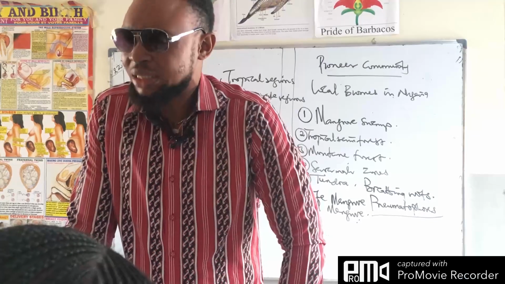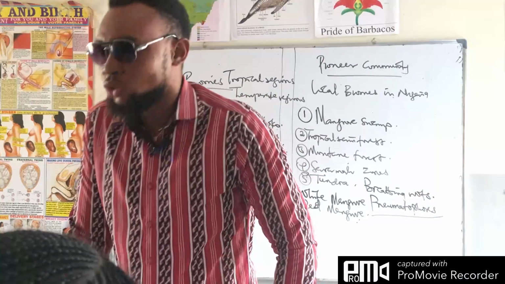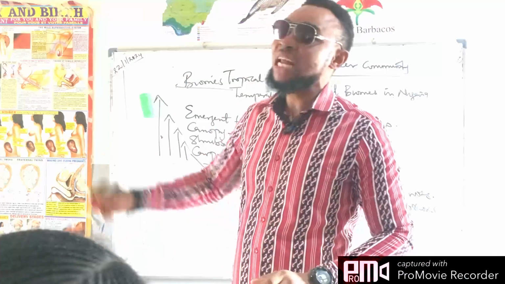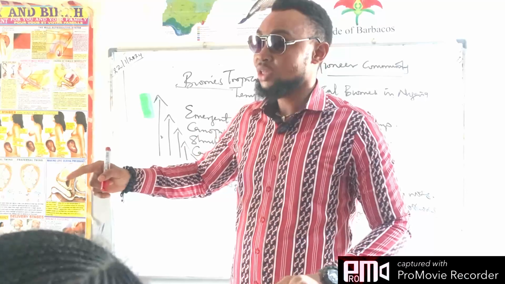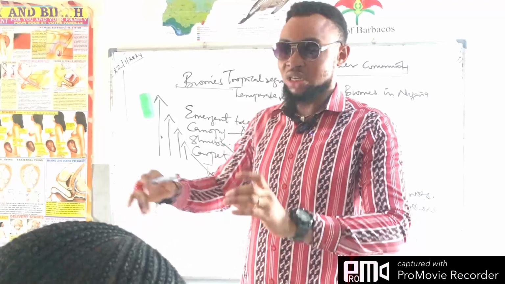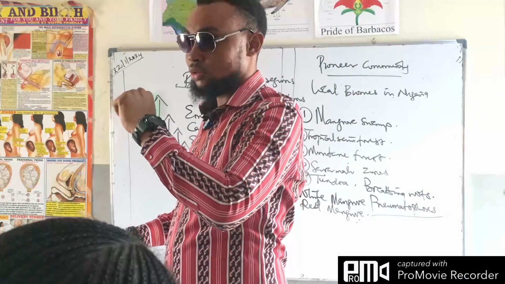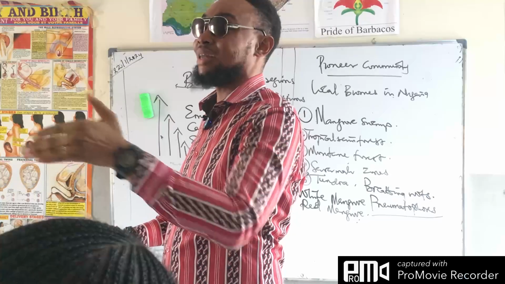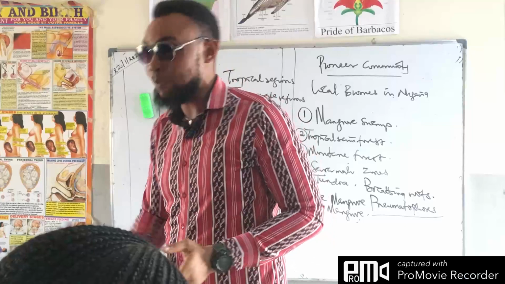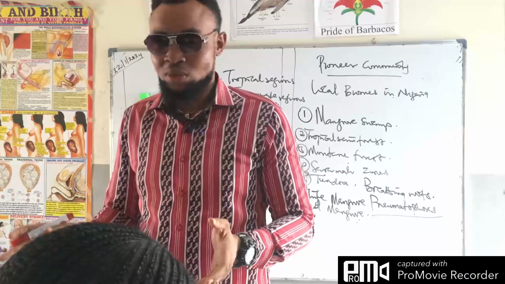Animals can never be a pioneer community. Plants, they are the first organism, that's the word you use. The first organism that inhabits a place that has never been inhabited before is what? The pioneer community. And the organisms that can form a pioneer community are what? Microorganisms and grasses. These are the organisms that can form a pioneer community. So, a climax community, what's a climax community?